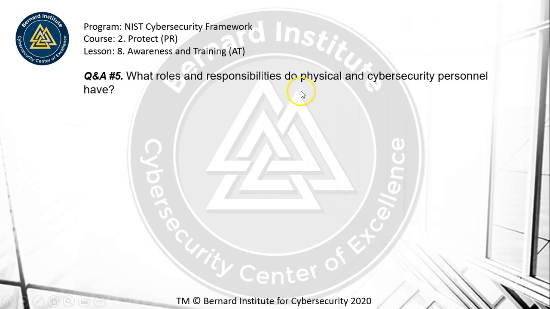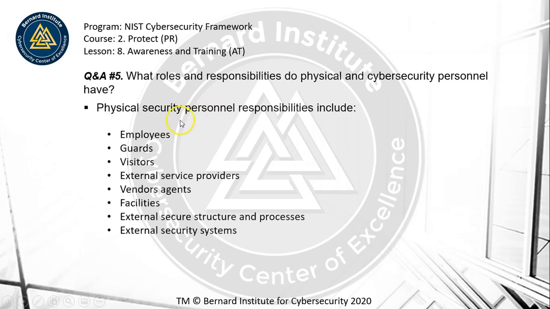What roles and responsibilities do physical and cybersecurity personnel have? So physical is very different. Physical security personnel responsibilities include things like employees, guards, visitors, external service providers, vendor agents, facilities, external secure structure, processes, and external security systems, like CCTV or access control. A lot of contractors and others are involved with physical security, as well as everybody else. Because if you're on-site personnel, then you're physical security personnel. You're involved with physical security.